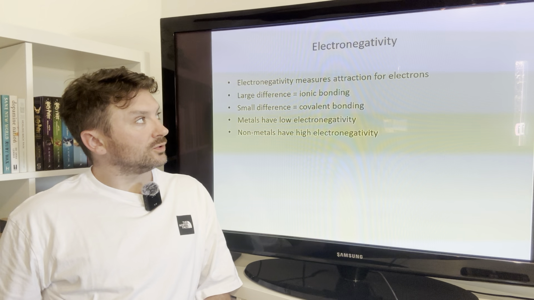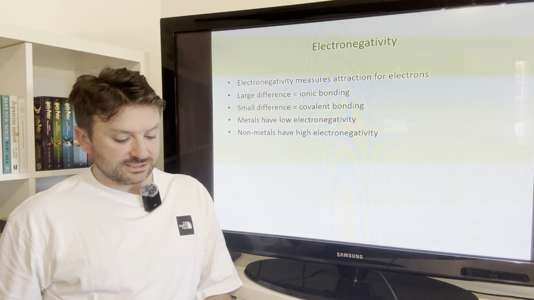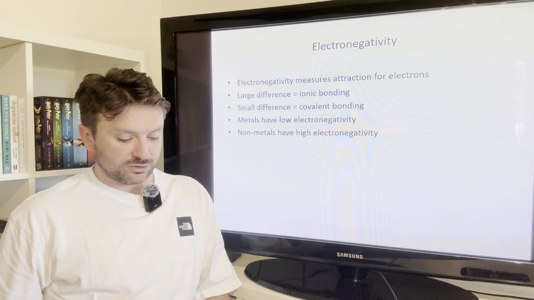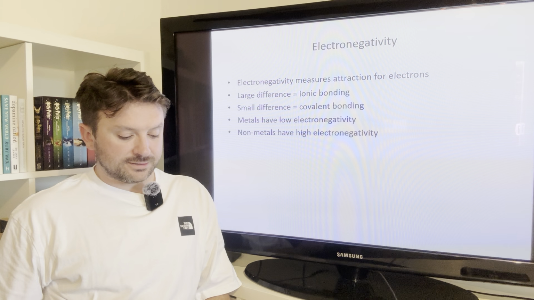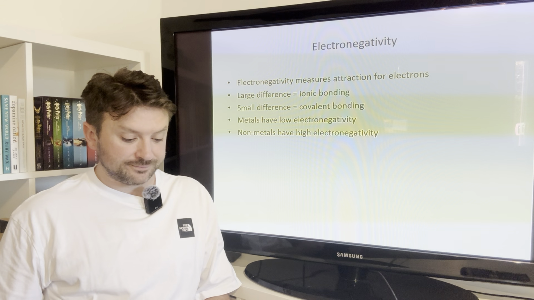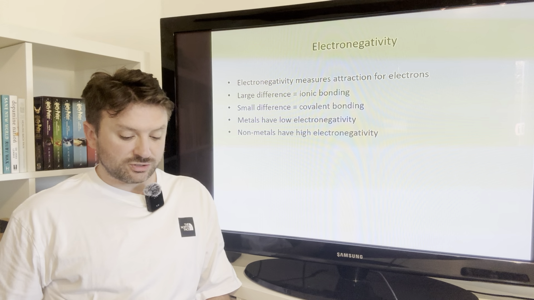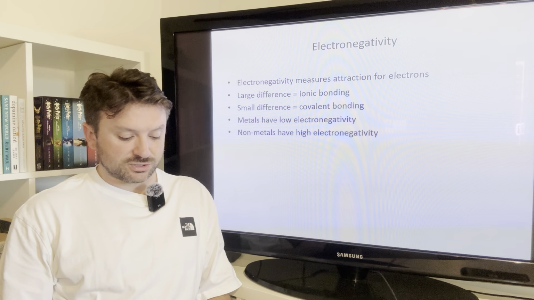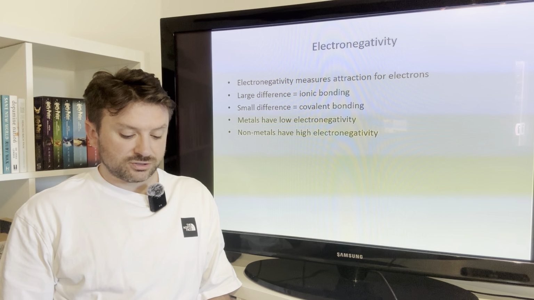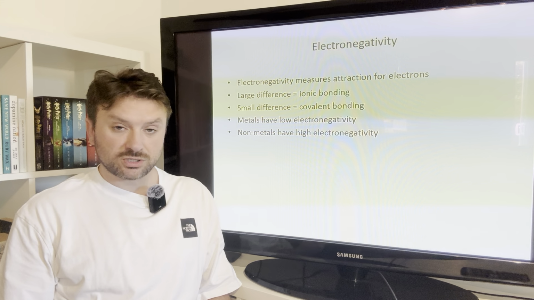We now move on to electronegativity. Electronegativity describes the ability of an atom to attract electrons towards itself in a chemical bond. Elements such as fluorine have very high electronegativity, while metals generally have lower electronegativity. A large difference in electronegativity usually results in ionic bonding because electrons are transferred. Smaller differences produce covalent bonding because electrons are shared. Understanding electronegativity helps explain why different bond types form.